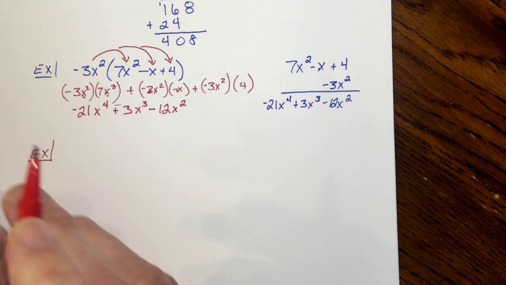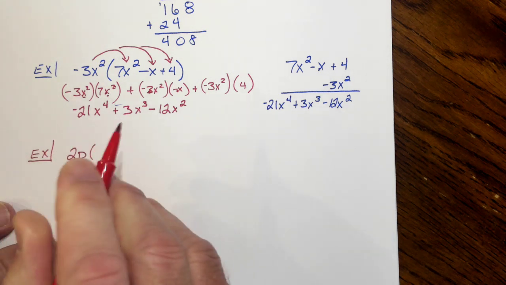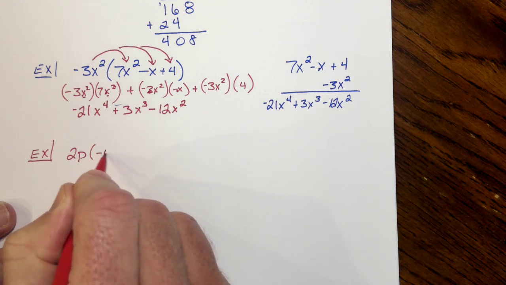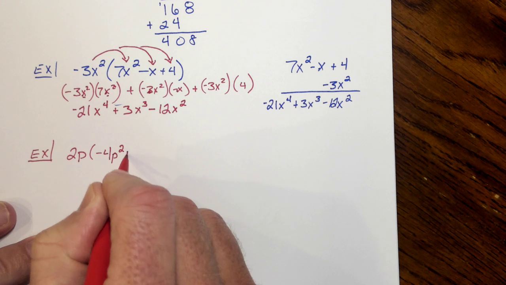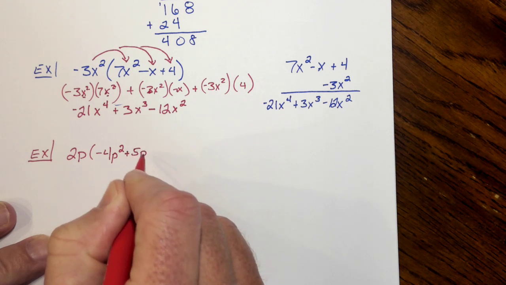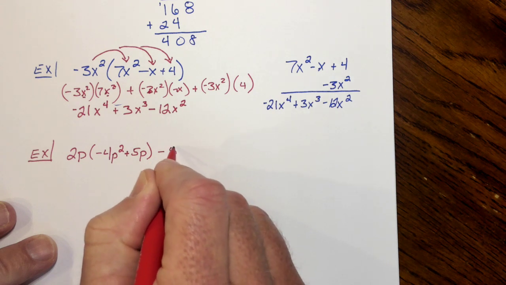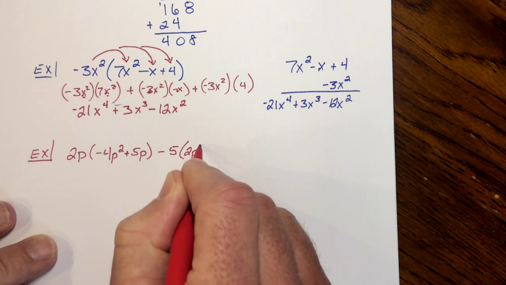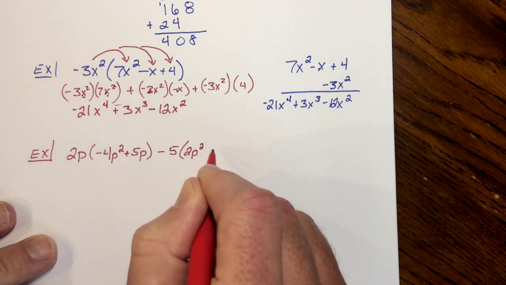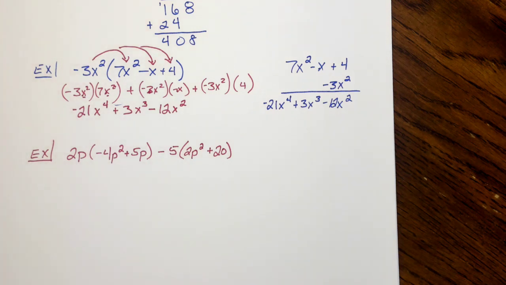All right, in this example, I'm going to give you 2p times a quantity of negative 4p squared plus 5p, and then minus 5 times a quantity of 2p squared plus 20. Directions here are simplify.